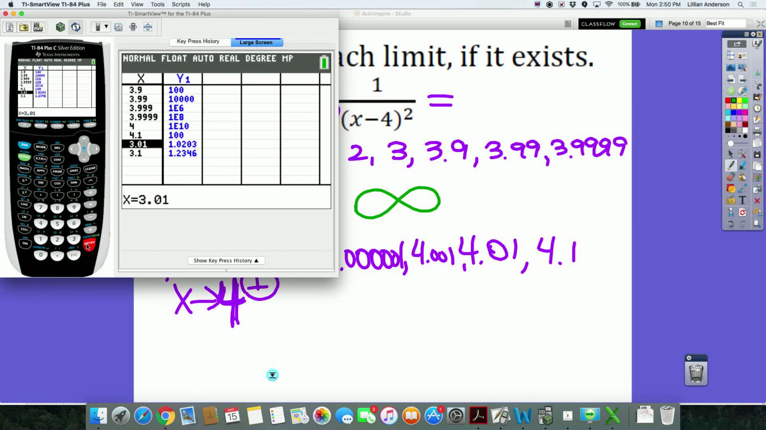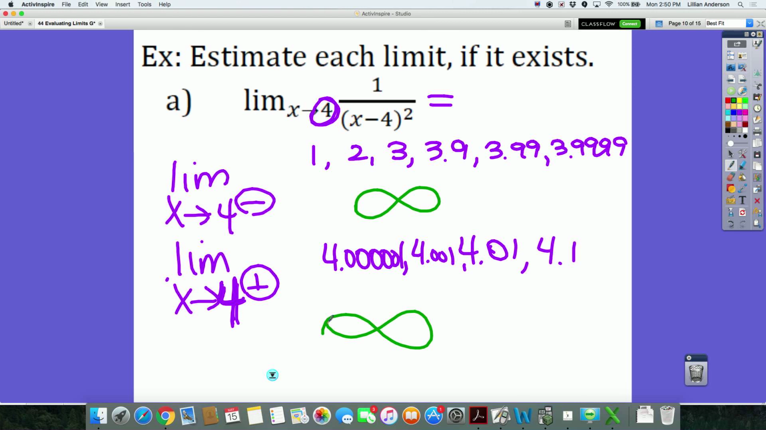4.1, 4.01. Oh, I did 4.01 by accident. 4.001. There we go, I'm back to the E thing again. That's 1 with 6 zeros. 4.0001, 1 with 8 zeros. It's going to continue to get bigger and bigger and bigger, approaching what number? Infinity. Are these the same? Yes. So the limit as x approaches 4 is going to be infinity.